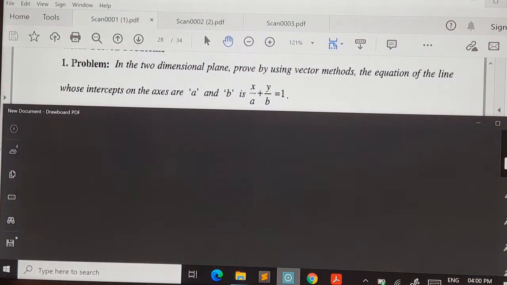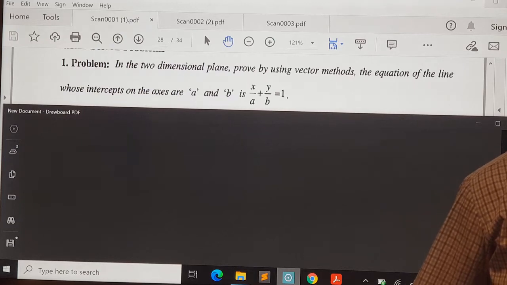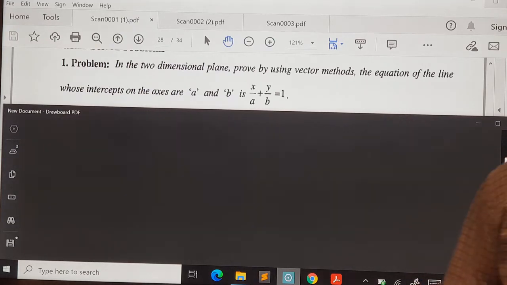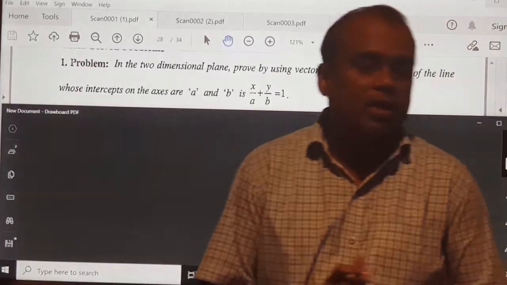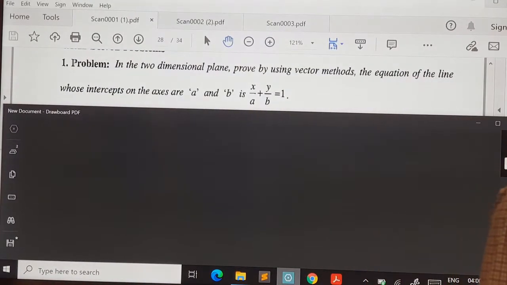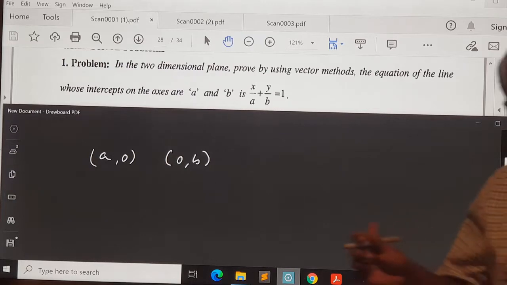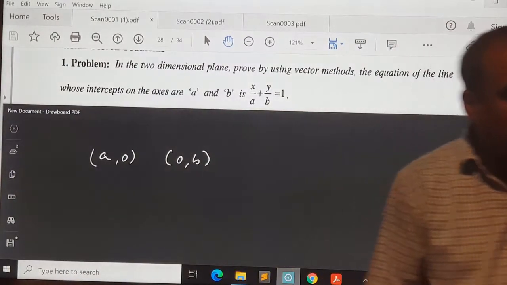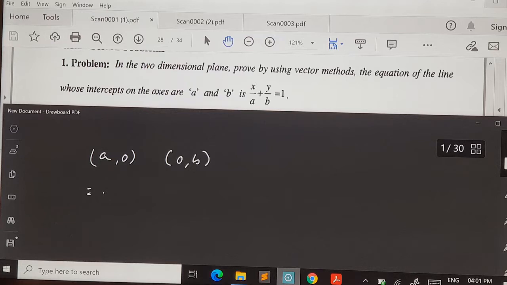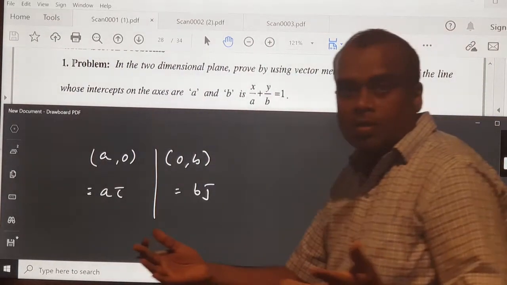Okay. By vector methods, you have to find the equation of the line whose intercepts on the axes are a and b. So we know that the line is passing through the points (a, 0) and (0, b). Writing them as two-dimensional vectors, the first one is a i bar, and the second one is nothing but b j bar. Now he gave us 2 points.